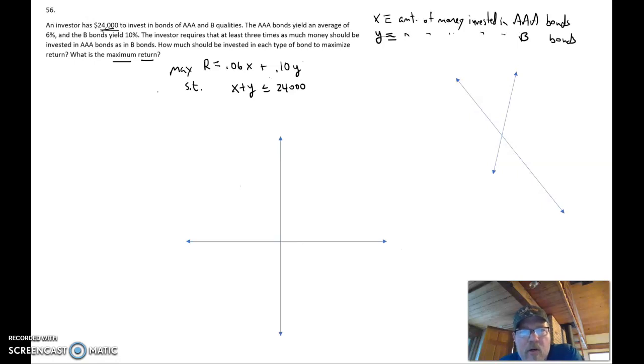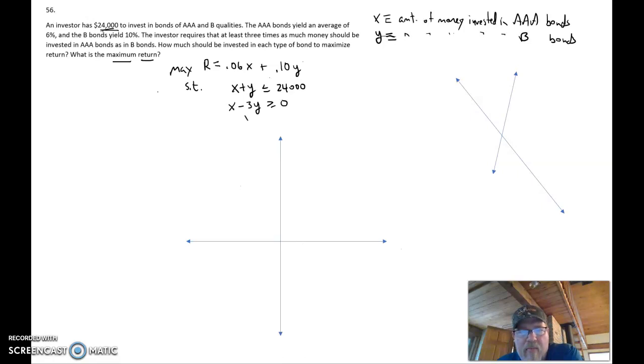And the second constraint, the investor requires that at least 3 times as much money should be invested in AAA as in B. So x is at least 3 times more. So if I subtract 3 times y, it should be greater than or equal to 0, because x could be more than 3 times more. So if x is 30 and y is 10, then 3 times 10 gives me 30, and the subtraction gives me 0. But if x is 40 and y is 10, then 40 minus the 30 gives me a number greater than or equal to 0.